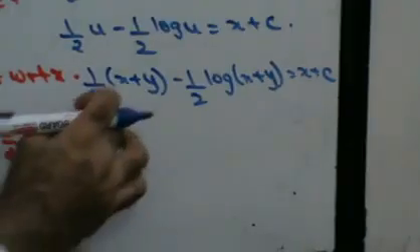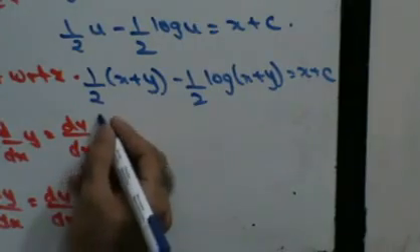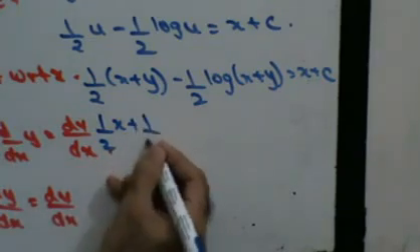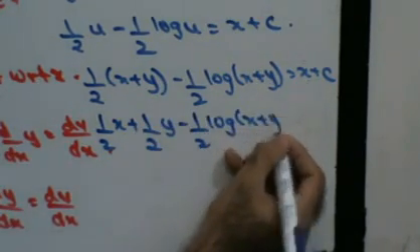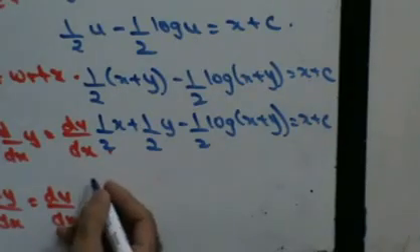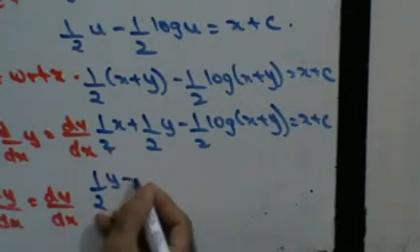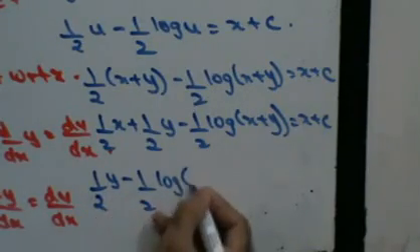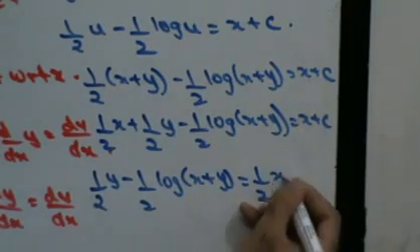So when I open the bracket, this will be 1 upon 2x here and x on the other side. So that will be x minus 1 upon 2x. See guys, this will be 1 upon 2x plus 1 upon 2y minus 1 upon 2 log x plus y is x plus c. Now the plus 1 upon 2x, when I take it on the other side, it will become minus 1 upon 2. So I'll get 1 upon 2y minus 1 upon 2 log x plus y. X minus 1 upon 2x is 1 upon 2x plus c.